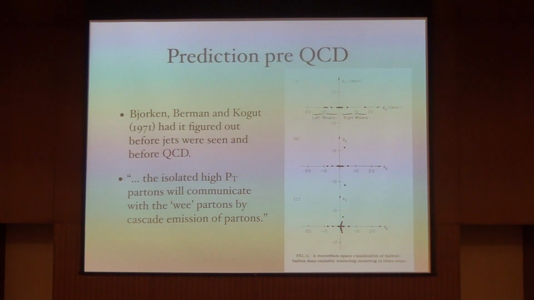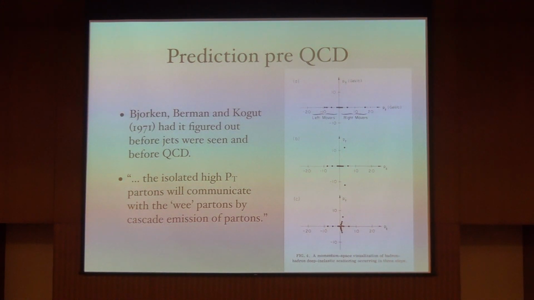So what these authors wrote was that the isolated high PT partons will communicate with the weak partons, that's these guys here, by a cascade emission of partons. That's sort of a guess, but a very good guess. And if that happens, then here's how it comes out. This one parton up here with 12 GeV of transverse momentum now splits into a bunch of partons whose total momentum is still 12 GeV, but each of them has less. And here's what happens to the other parton. And what are these things? That's a jet. That's a bunch of partons with momentum all in the same direction.